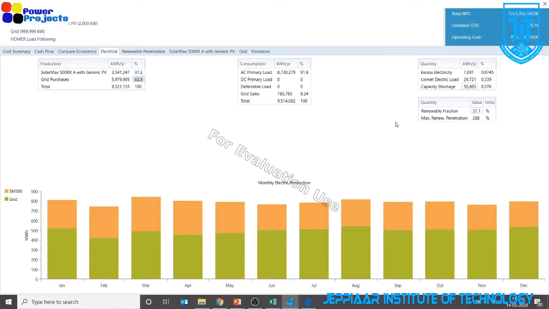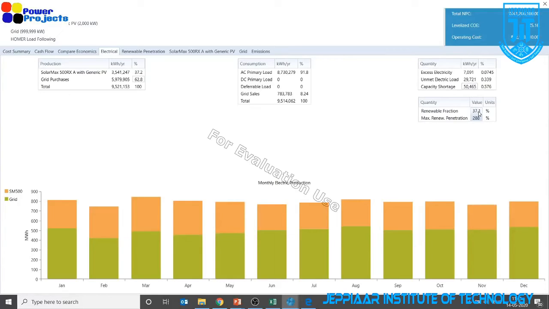So I think that's clear. It means what's the percentage of energy which the solar has generated, and what's the energy which I am purchasing from the grid, right? What's the maximum renewable penetration compared to the demand? What is the solar value at any instant? So that is basically the maximum renewable penetration.